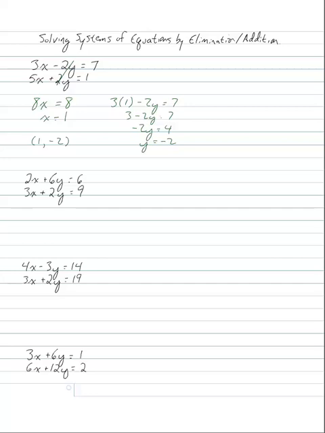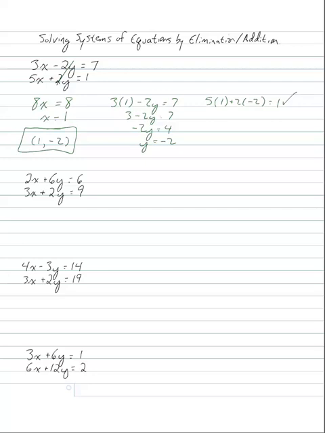Okay, so I should check it just to make sure. So I'm going to sub it into my second one. 5 times 1 plus 2 times negative 2. Does that equal 1? And yes, it does. 5 minus 4 does equal 1. So this is the correct answer.